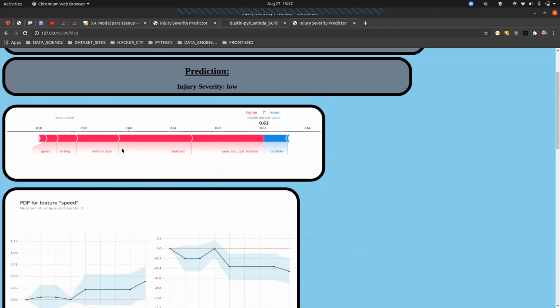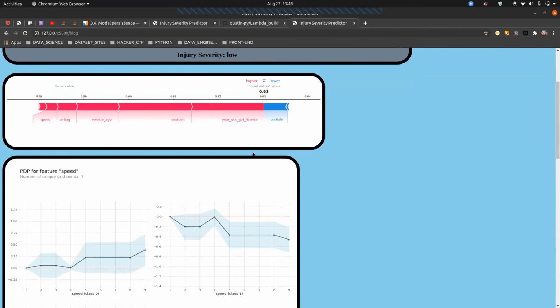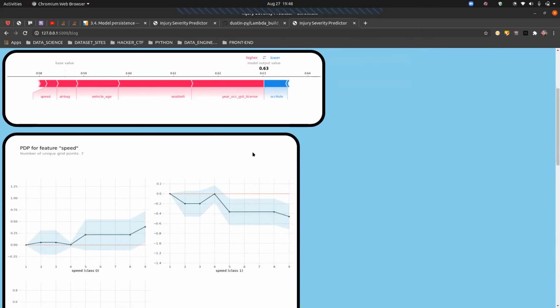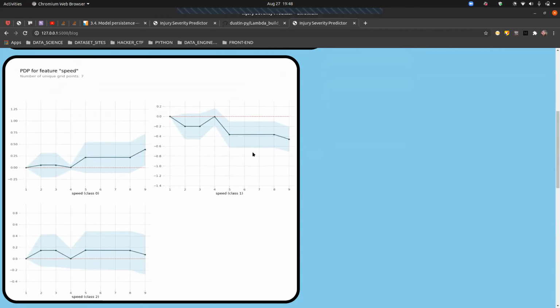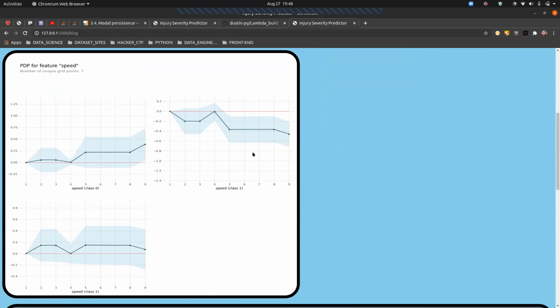And we have a PDP Shapley plot right here showing that what contributed the most to this prediction was when the occupant got their license and the seatbelt. Also, some of the data I chose to exclude was sex, because of ethics. I read that it's good to exclude gender so that your model isn't biased towards gender. That was one thing that I chose to do to make my model a little better.